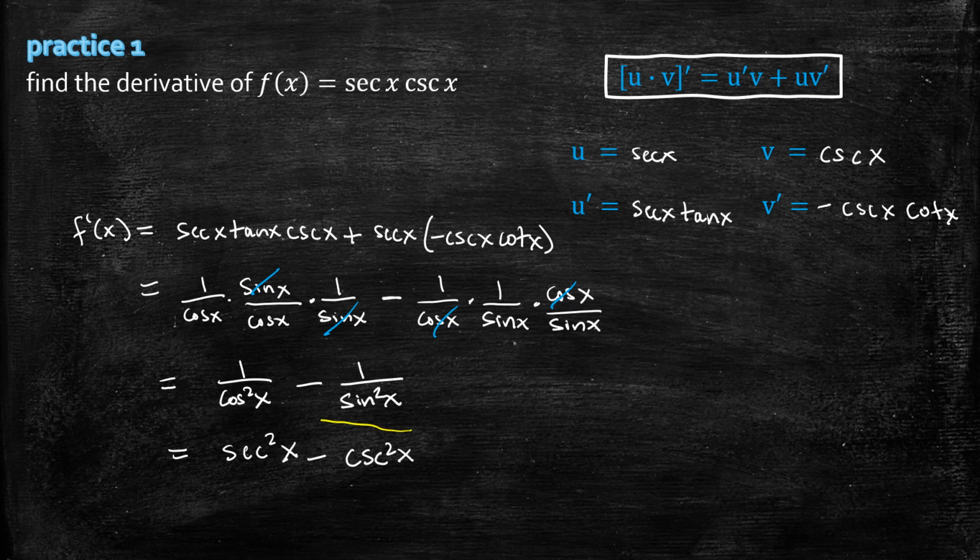Now, I find this to be the neatest version of the derivative, but technically the derivative was done when you were just even at this stage here. So this is the derivative, but if you're asked to simplify what's circled in yellow, it's kind of nice to return back to secant and cosecant x, and there's some symmetry there, which is very nice also.